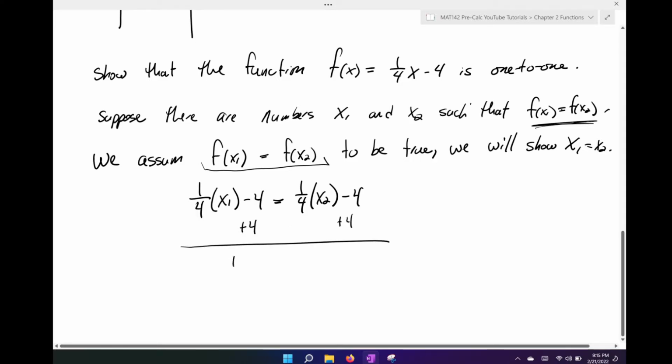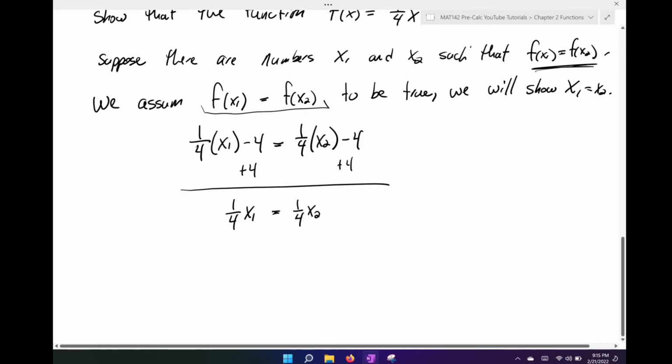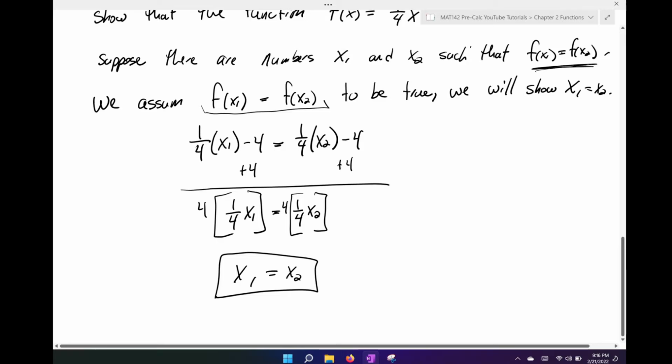That gives me 1/4 x1 equals 1/4 x2. And now if I just multiply both sides by 4, notice I get x1 equals x2, which is exactly what I needed to demonstrate. So literally, that's it. That's all you got to do.